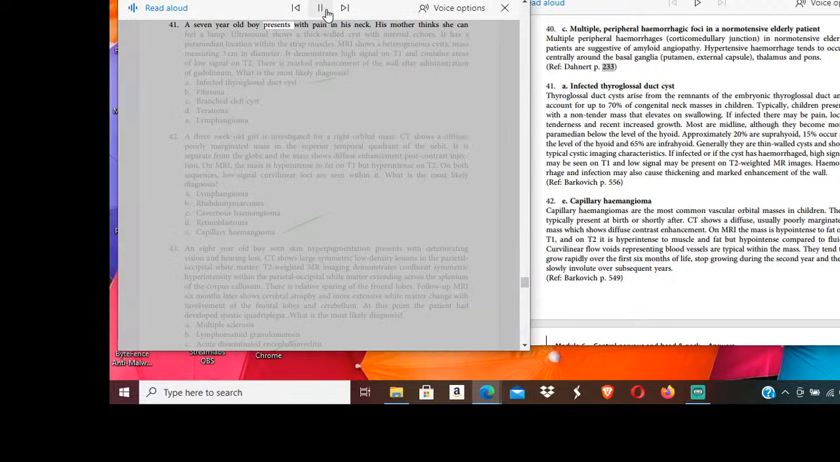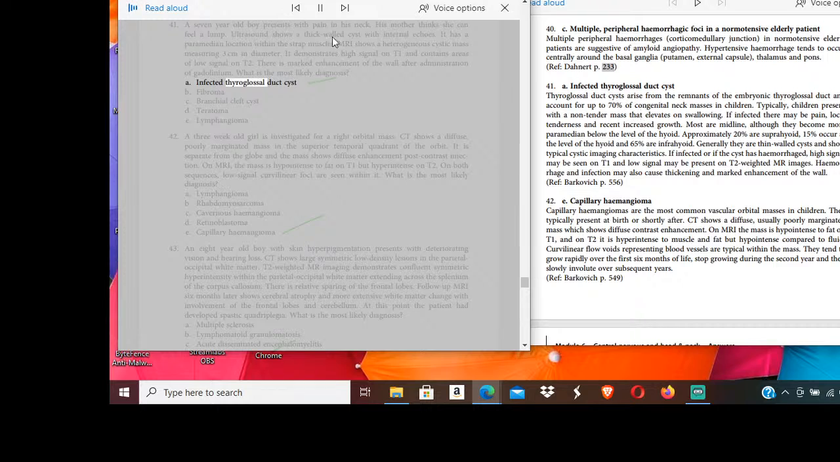A 7-year-old boy presents with pain in his neck. His mother thinks she can feel a lump. Ultrasound shows a thick-walled cyst with internal echoes. It has a paramedian location within the strap muscles. MRI shows a heterogeneous cystic mass measuring 3 cm in diameter. It demonstrates high signal on T1 and contains areas of low signal on T2. There is marked enhancement of the wall after administration of gadolinium. What is the most likely diagnosis?